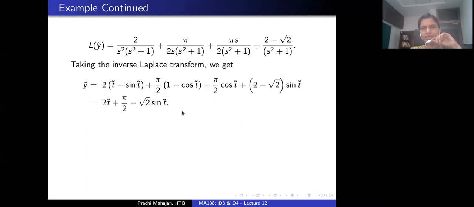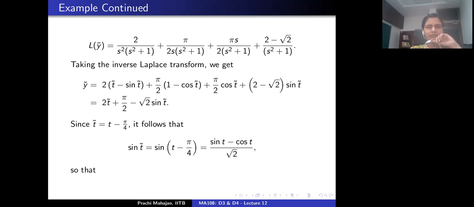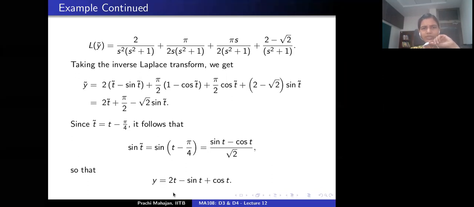So if you clear a few things here, what do you get? y tilde is 2 t tilde plus pi by 2 minus square root of 2 sine t tilde. Which means that if I want to write down the solution in terms of the variable t, one has to take care of this term sine t tilde and apply the formula for sine of a minus b. If this calculation is correct, one can write down y as 2t minus sine t plus cosine t as the solution of the initial value problem given to us. Is that okay?